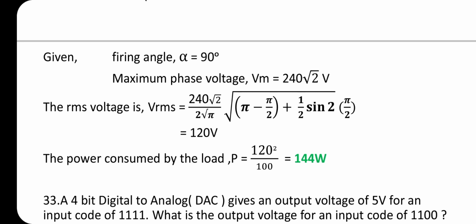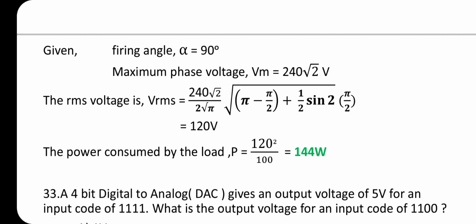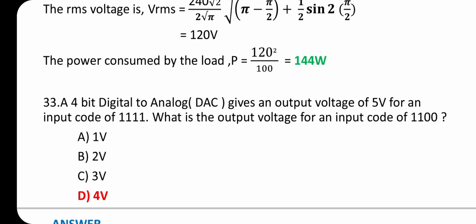Vrms equal to 240 root 2 divided by 2 root pi into root of (pi minus pi by 2 plus 1 by 2 sine 2 into pi by 2). We can write alpha, that is 90 degree, as pi by 2. After solving, we get the RMS voltage is 120 volt. The power consumed by the load P equal to V square by R, which is equal to 120 into 120 divided by 100, which is equal to 144 watt.